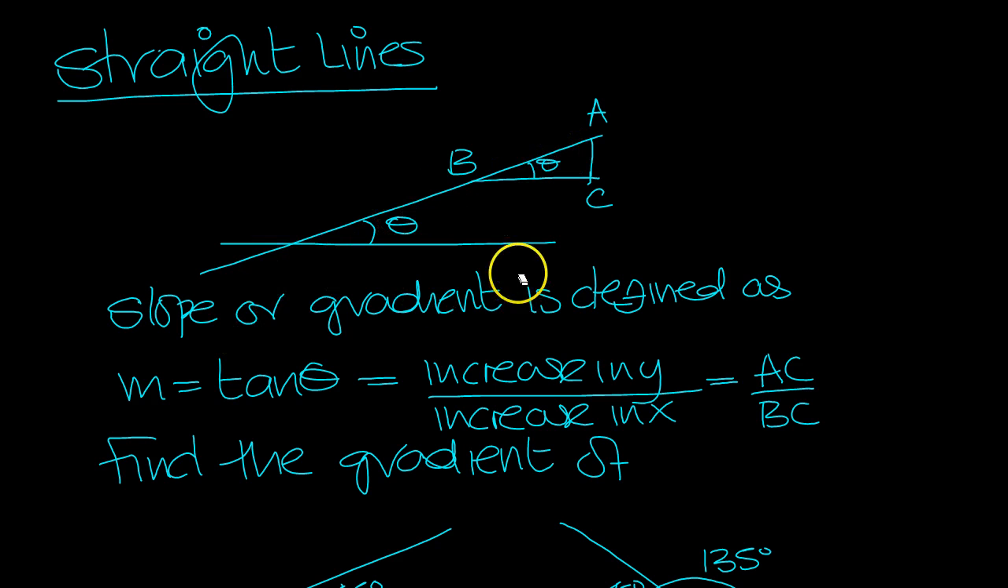The slope of the line or the gradient is defined as, we usually label it m being the slope. It's actually the tan of theta, which is the amount that increases in y divided by the amount that increases in x. So it's the increase in y divided by the increase in x. When you draw any triangle underneath the line, it will be the same ratio.